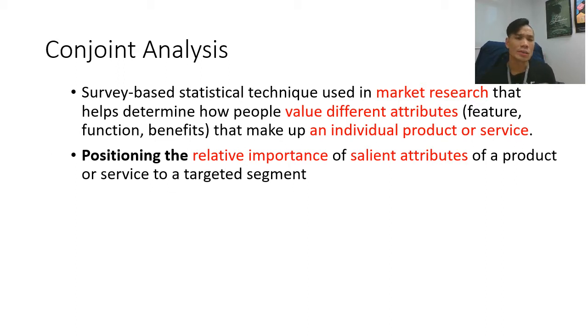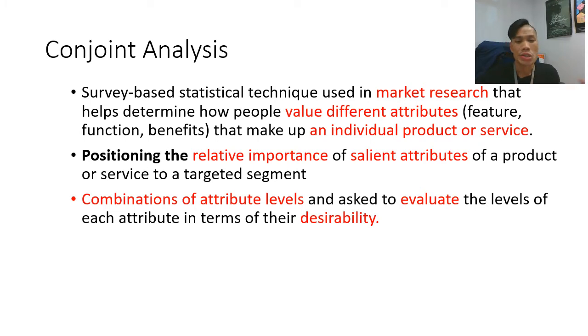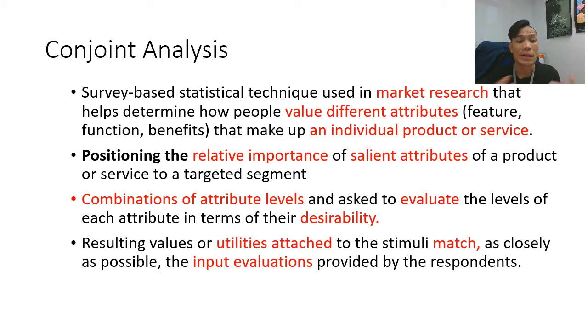So what you want to do is position your product or service in terms of the relative importance of its salient attributes, targeted to a specific segment based on their preference. It's the combination of these attribute levels. For example, if you're talking about color, you may have black, white, or pink, and you ask the respondents to evaluate each of these attributes and their levels based on their desirability, and also the combination of these attributes together.